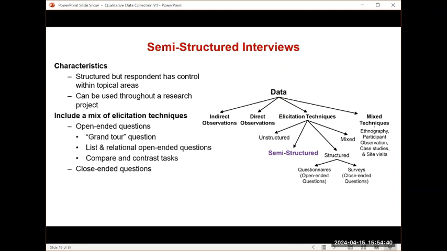Includes a mix of techniques. So you're going to use sort of open-ended as well as closed-ended questions. You usually start off in these sort of things with grand tour questions. Just tell me generally what this is, what your feelings are about this or how this works. And you stay completely out of the way. You don't give any hints. And then you slowly work down to list and relational questions, and then compare and contrast.